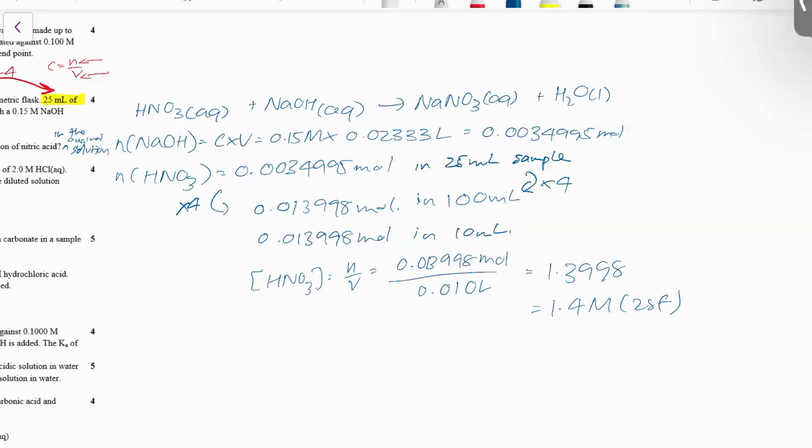So when they tell you that they transferred it to a 100 mil flask, technically speaking they didn't say they added water so that it went to 100 mils, but that's the assumption that you have to make. Otherwise, you really won't know what volume it goes into. Let me know if that makes sense. There's only one line in a flask. So if it's not 100 mils, then you can't answer the question. They would have had to word the question differently.